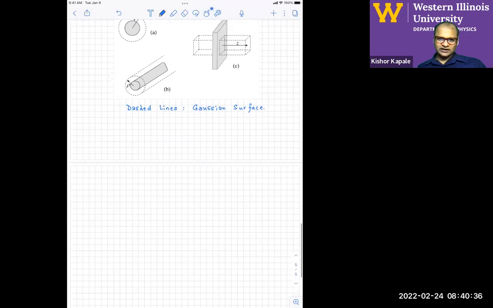So anybody remembers the integral form of Gauss's law? Who wants to help me here? You have seen it before.